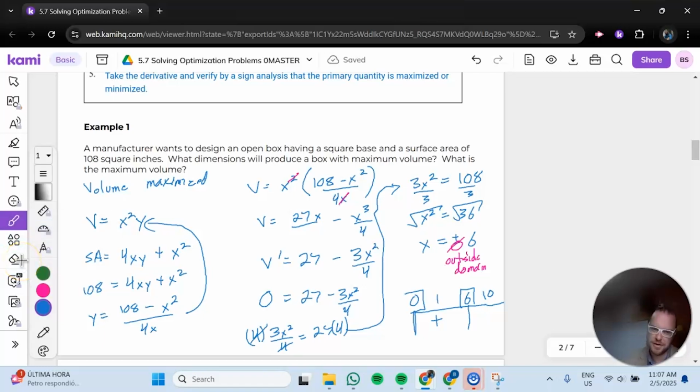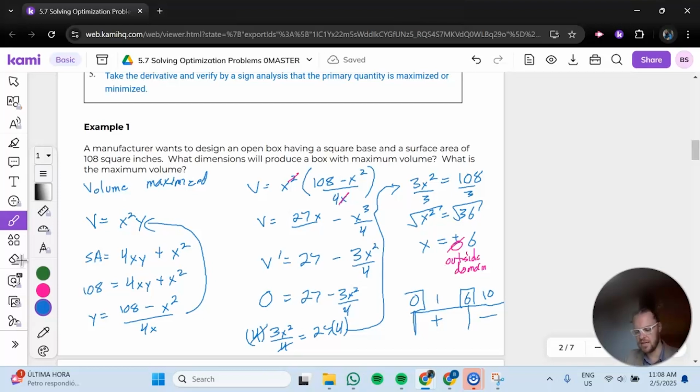We're supposed to be checking the derivative, right? Not the original volume, because if the volume was negative, that would be weird. So it should be positive. Okay, so here, let's double check again. If I put in 1, I've got 27 minus 3/4. That's definitely positive. And then I've got 27 minus 300 over 4, which would be 25. So regardless, a lot more than 27. So that is going to be negative.